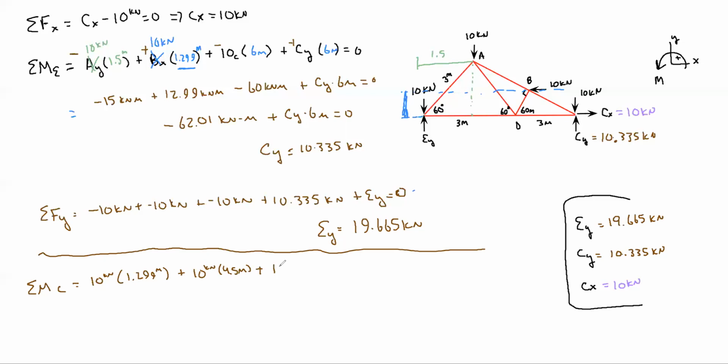Plus 10 kilonewtons times 6 meters plus EY times 6 meters equal to 0. These first 3 are all positive. They cause counterclockwise rotations about point C. EY causes a clockwise rotation, and you end up with EY equal to 19.665 kilonewtons. Then you would do the summation of the forces in the y direction to calculate force CY. But all right, let me pause real quick so I can erase and we can get ready for problem number 2. Be right back.